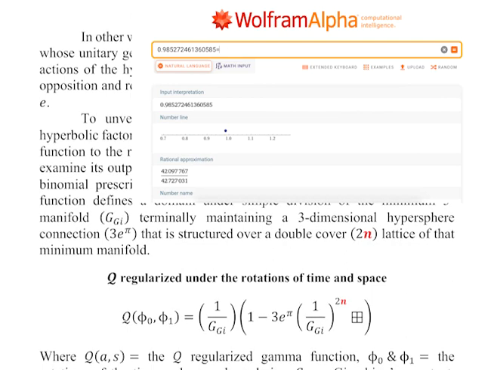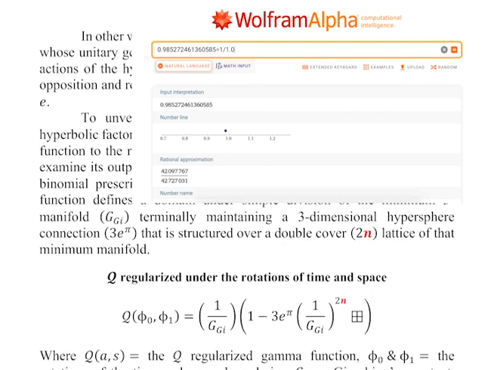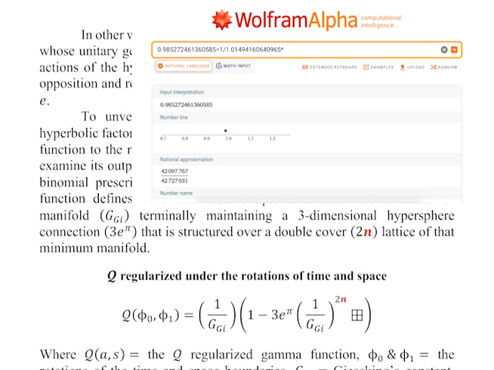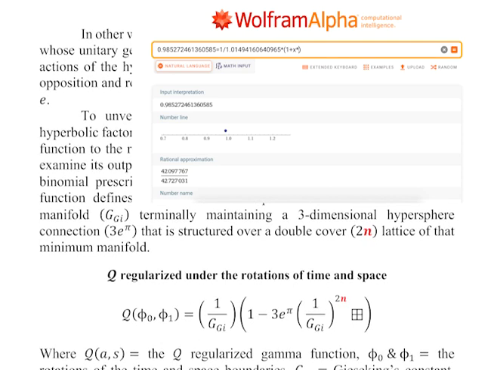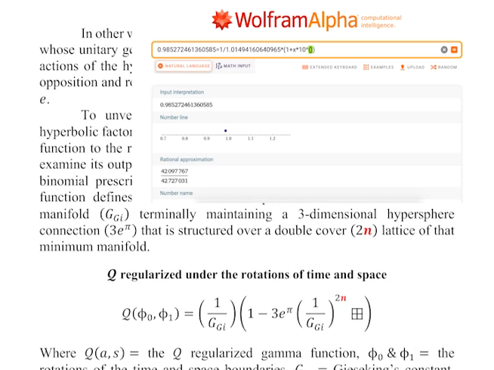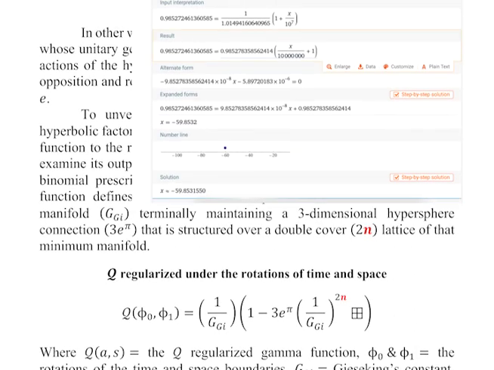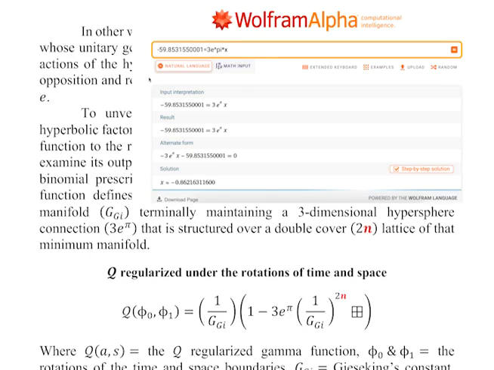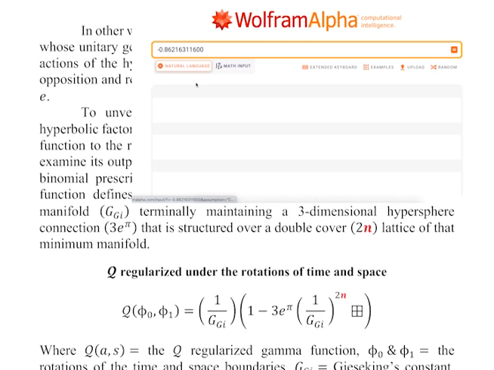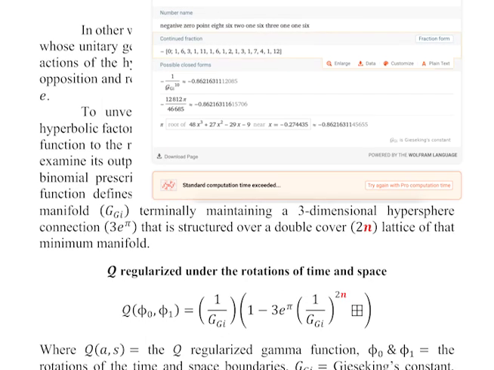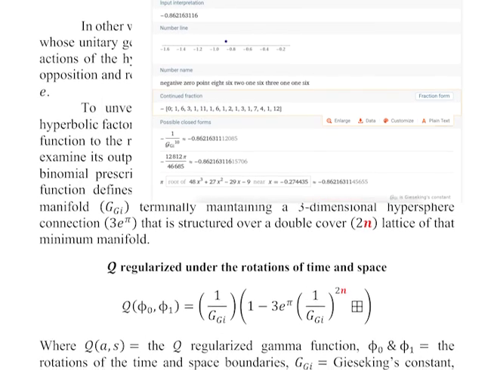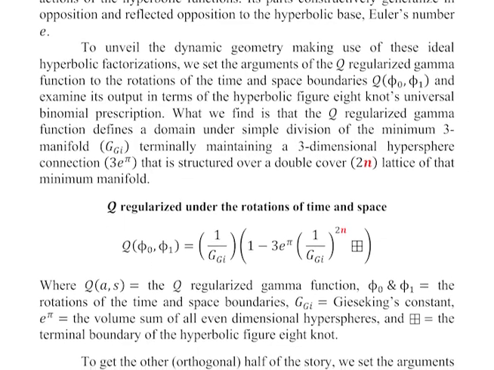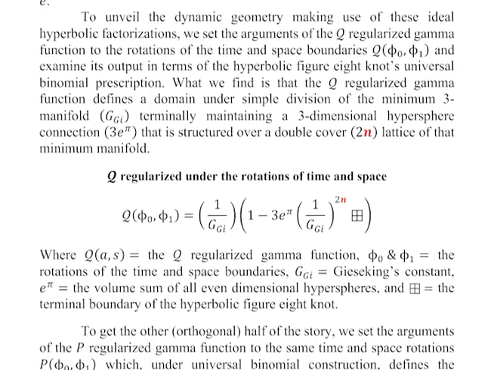So we examine its output in terms of the hyperbolic figure eight knot's universal binomial prescription and find that the Q regularized gamma function defines a domain under simple division of the minimum three-manifold, the Gieseking constant, terminally maintaining a three-dimensional hypersphere connection that is structured over a double cover lattice of that minimum manifold. What a beautiful, beautiful equation here. This equation alone is a reason to fall in love with algebra and geometry.